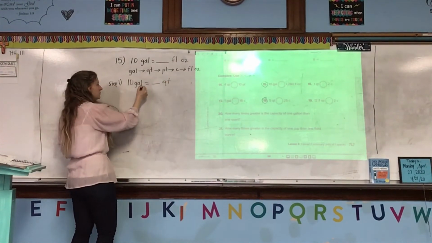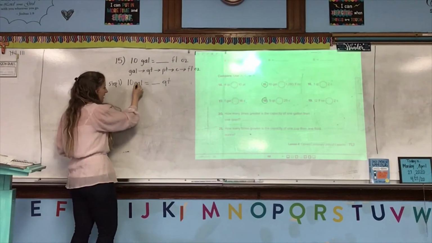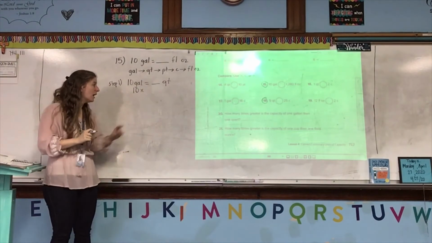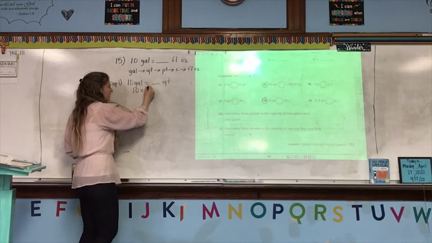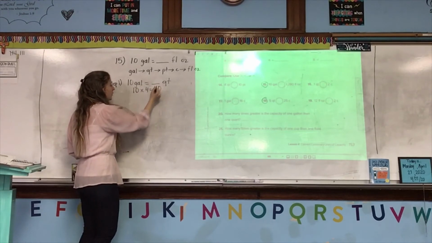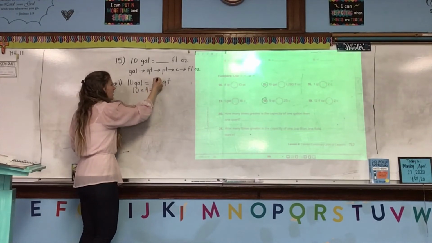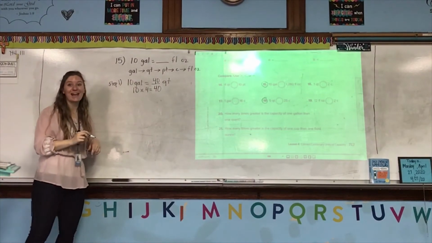So, we know we're going from big to small, so we're multiplying. We start with what we know, which is 10, and then we multiply by the number of quarts in a gallon, which is 4. So that means 10 times 4 is 40, so there are 40 quarts in, I'm sorry, in 10 gallons.